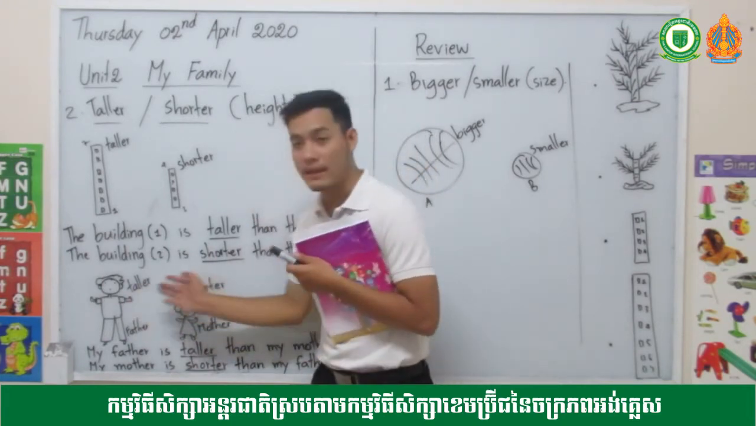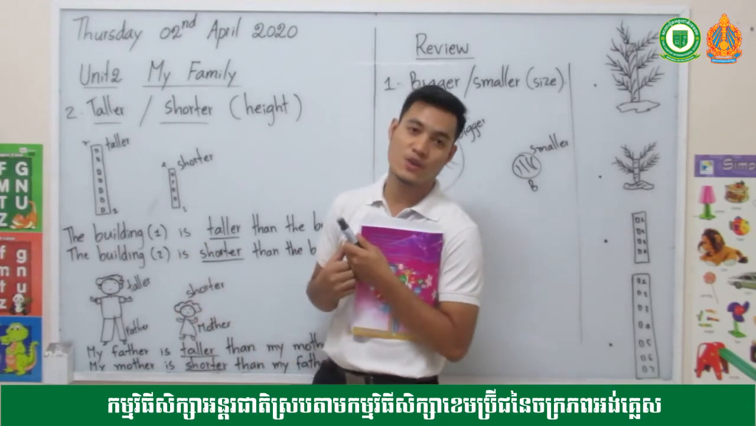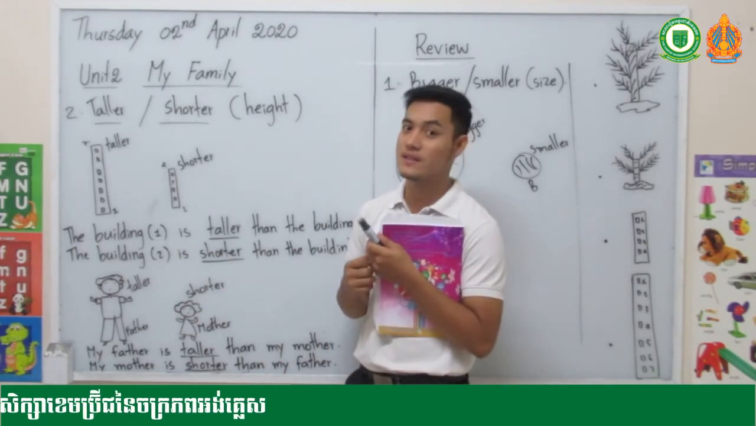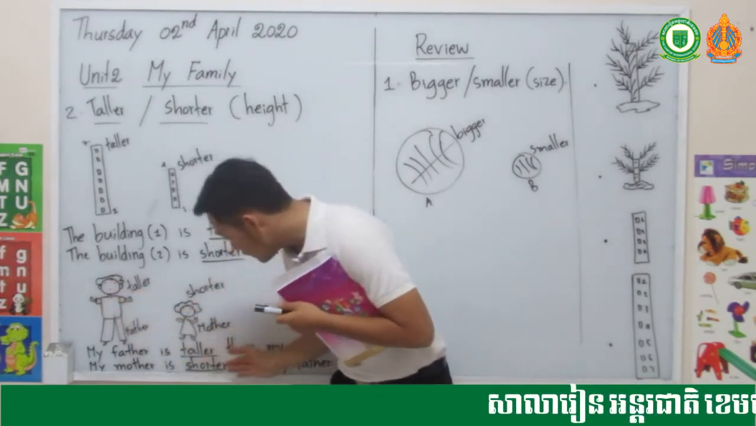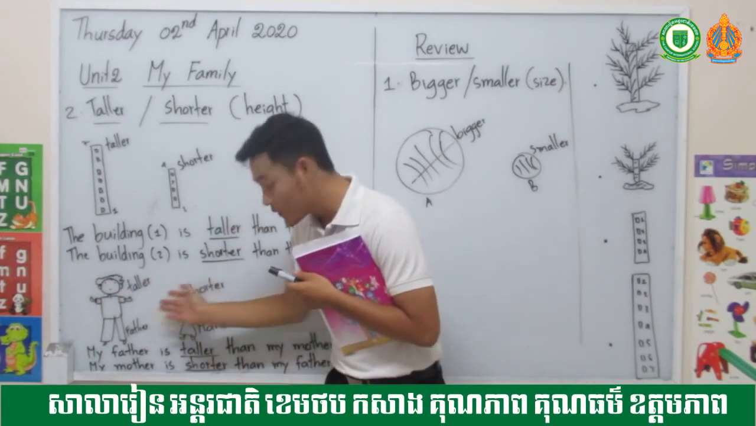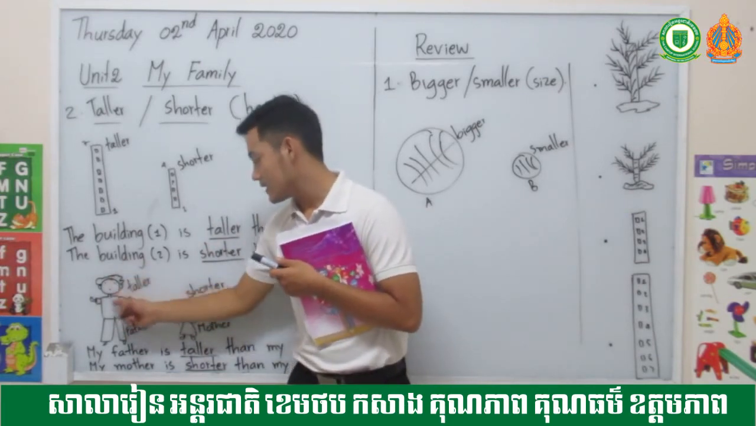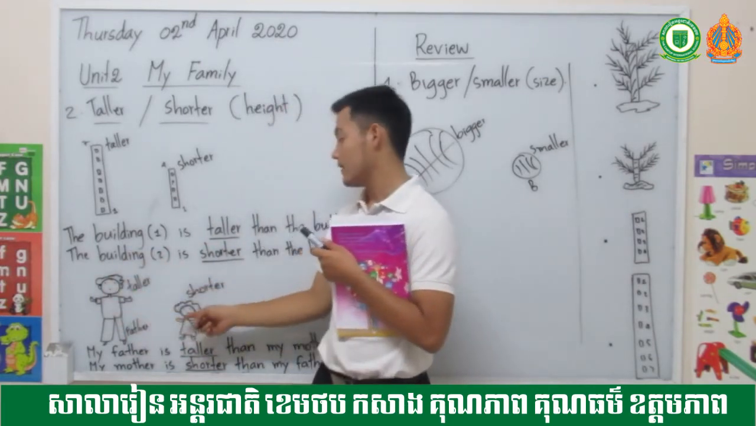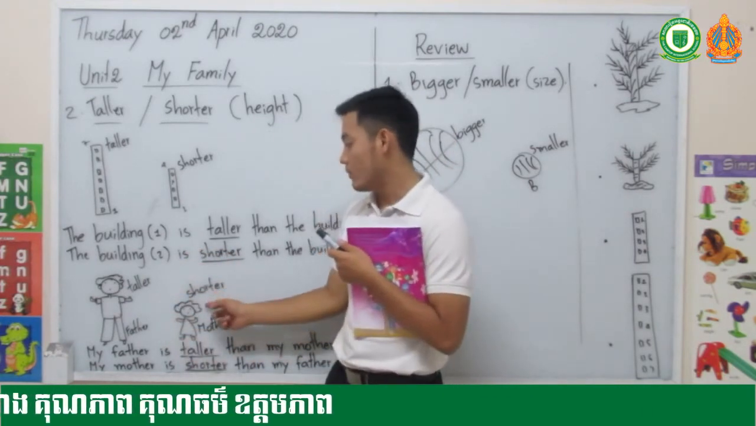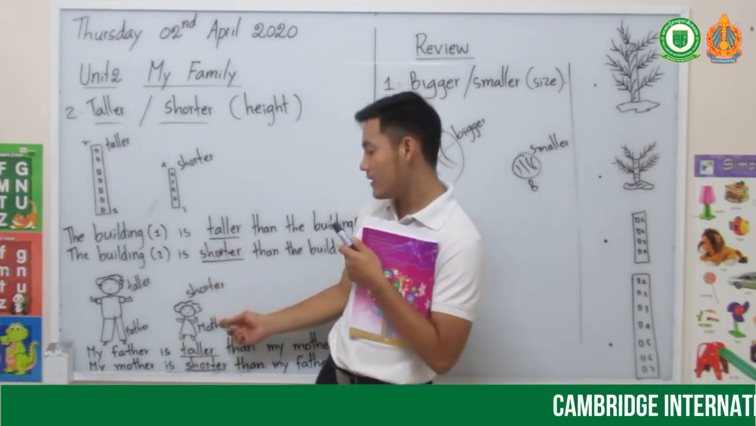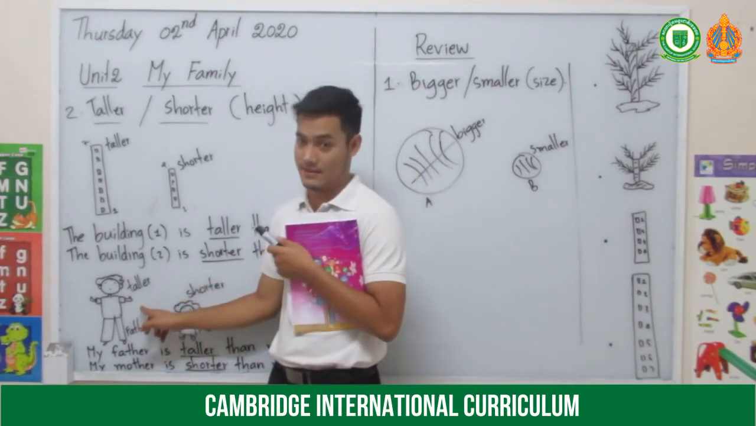So can you tell me which one is taller and which one is shorter? You ready to answer? Okay, go together. So when you look at these two people, you really know that father is taller than your mother. And we can say that my mother is shorter than my father.